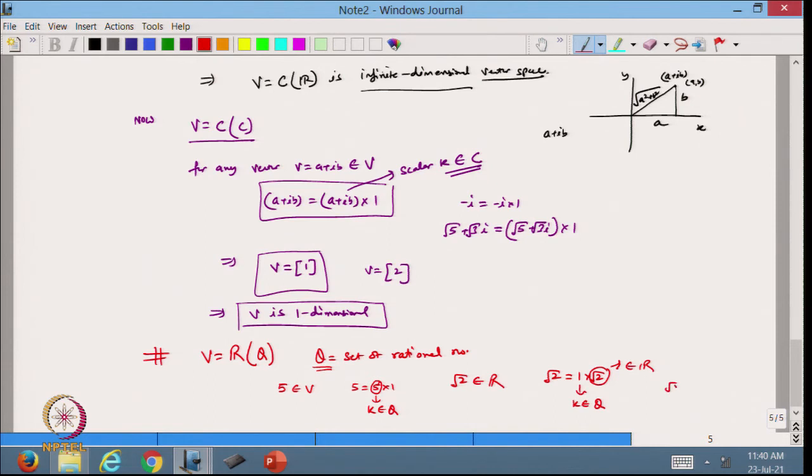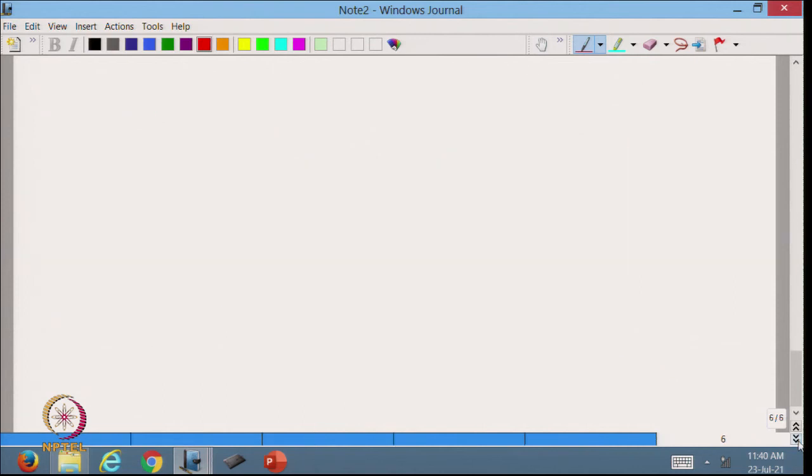I just want to tell that root 2 is an irrational number. So, it means that all the irrational numbers we have to define in this way. So, this way also I can say that if I take the set of real numbers over the set of rationals, the field, so it is an infinite dimensional vector space.